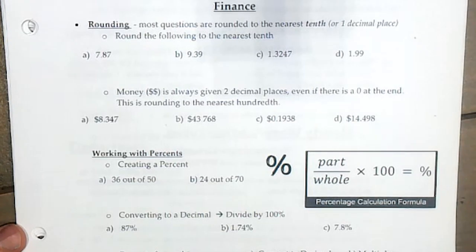I'm going to go through this. If you already know how to do some of this, just skip forward and find the stuff that you need to know. So rounding, we're going to review this.